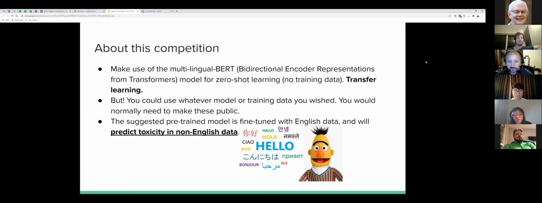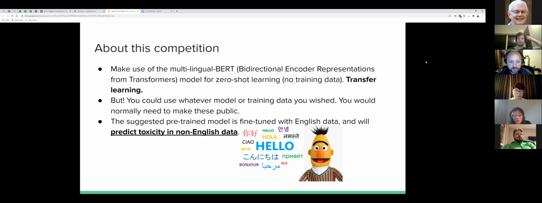And this is also kind of what zero-shot learning is. It means that you're not having to rely on any training data. You could basically just use this pre-trained model and it all goes well. However, you could use whatever model or training data that you wished. You would normally need to make these publicly available on Kaggle, which means that everyone else in the competition has access to it and can use it as well.